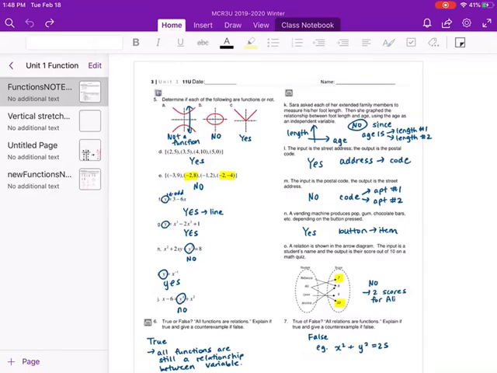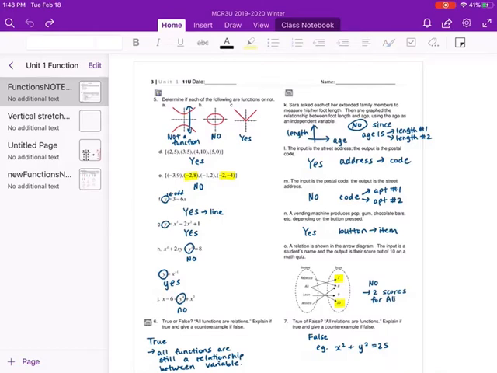For H, again, you see a situation where it's y squared. When you try to isolate for that y, you're going to get square root plus minus. So because of that, no, it is not a function. I, yes, it is a function because that's really saying y equals 1 over x, according to exponent laws. J, no, it is not a function because you have an even exponent on the y.